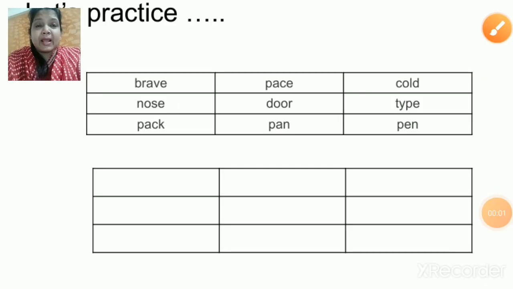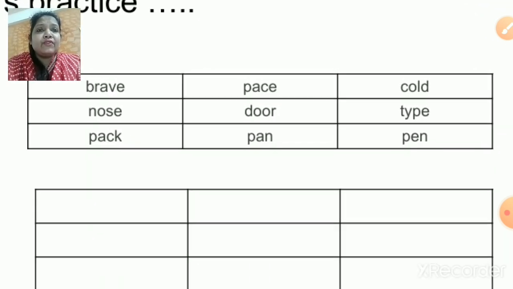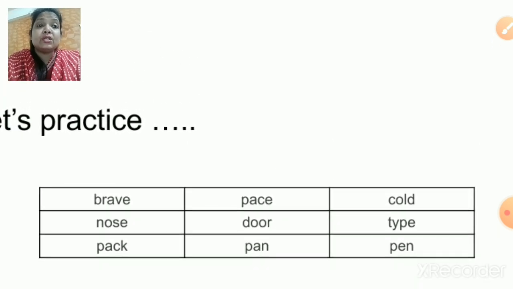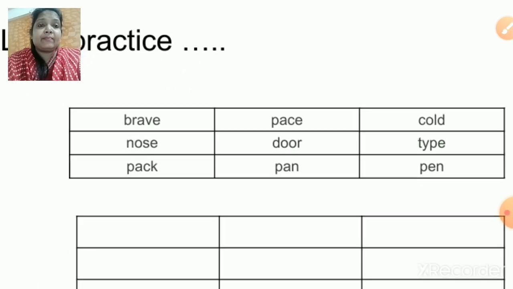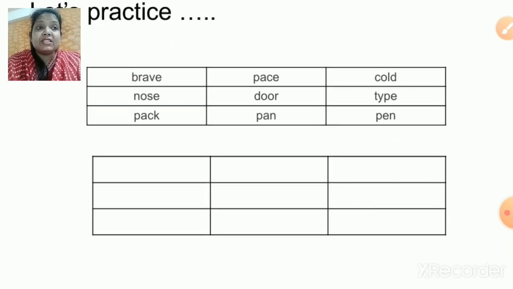Now children, let us practice the alphabetical order format once again. So quickly take out your pen and book and I want to see who is going to do it faster than me. So here are a few words: brave, pace, cold, nose, door, type, pack, pan and pen. Okay, now let us check the alphabetical order of these particular words.